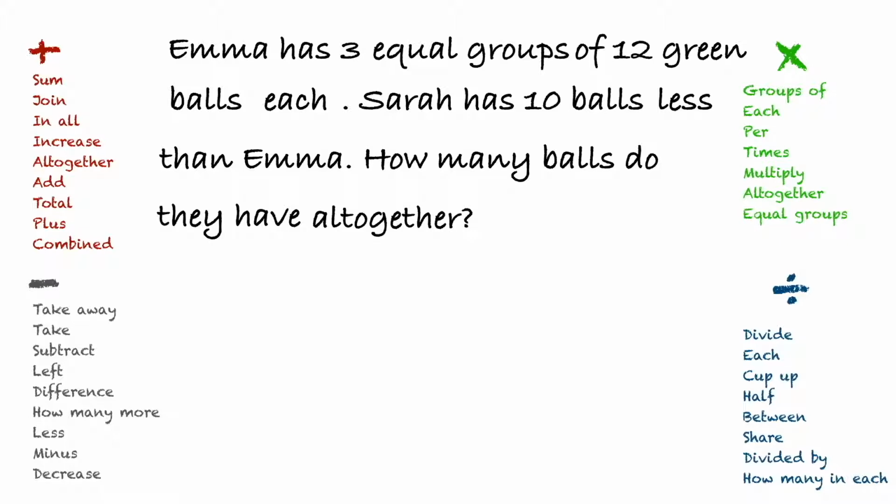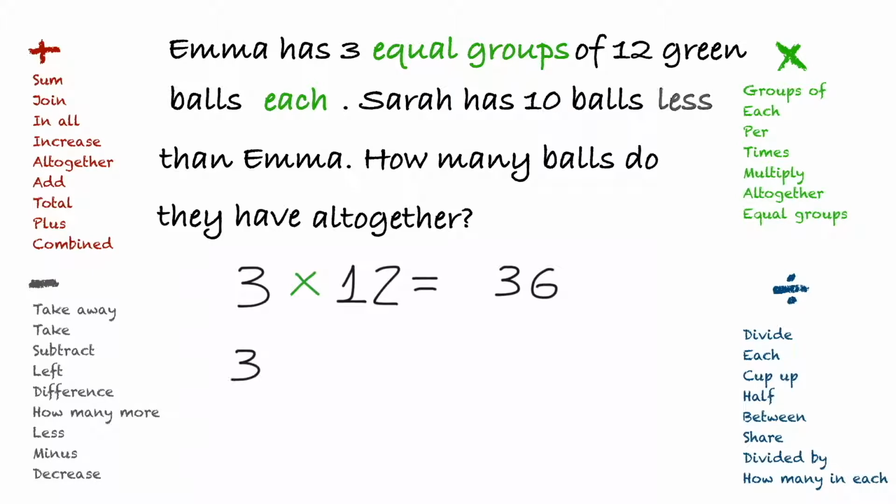Now that we have these keywords, let's solve the problem one step at a time. Emma has 3 equal groups of 12 green balls each. We see equal groups and each. This is telling us to multiply. 3 times 12 is 36.